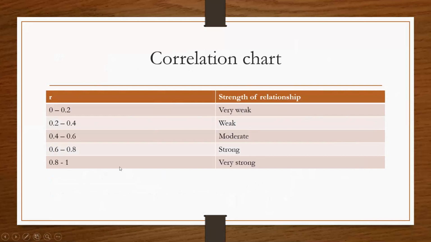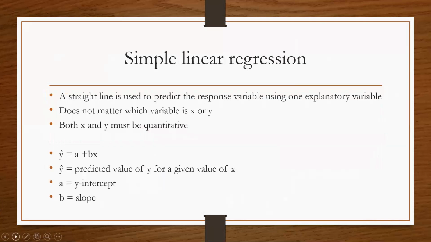So right here, if it's between 0 and 0.2, it's a very weak relationship. 0.2 to 0.4, it's a weak relationship. 0.4 to 0.6, it's a moderate relationship. 0.6 to 0.8 is a strong relationship. And 0.8 to 1, it's a very strong relationship.